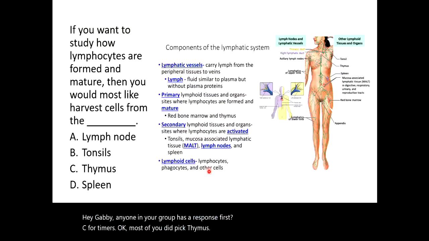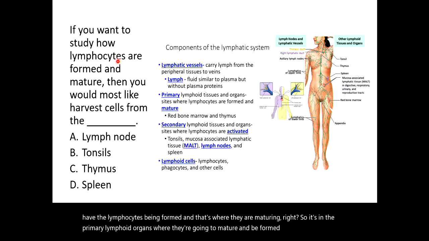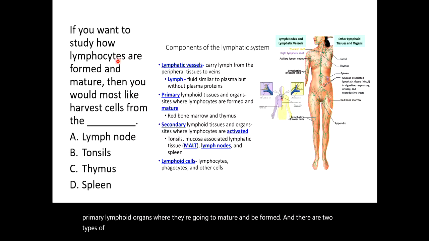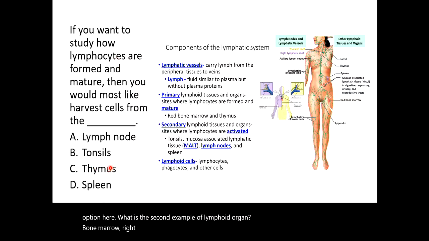This question is asking about the primary lymphoid organs, because that's where you have the lymphocytes being formed, and that's where they are maturing. So it's in the primary lymphoid organs where they're going to mature and be formed. There are two types of primary lymphoid organs we talked about. The first one is thymus. That's a given option here. What is the second example of a primary lymphoid organ? Bone marrow, right? So if bone marrow was given here, that's also a viable option.